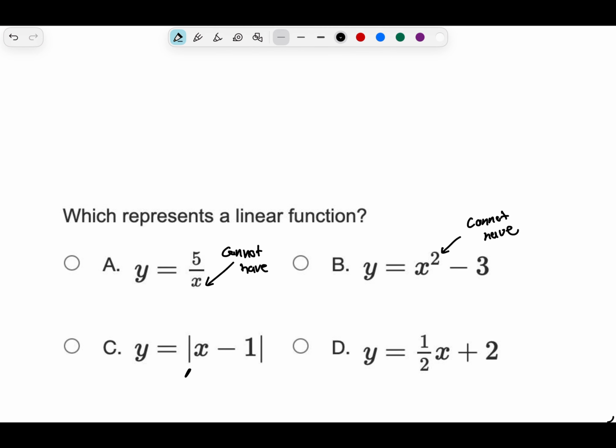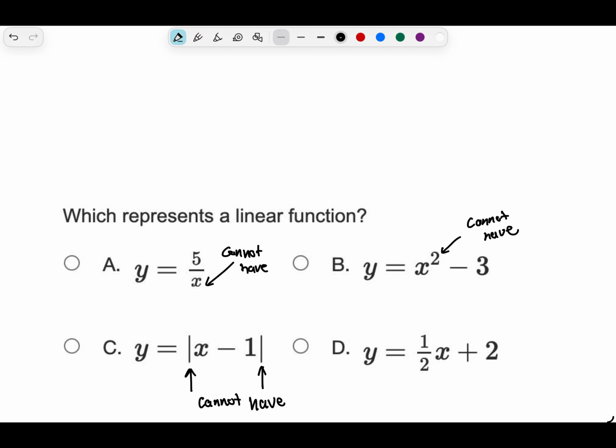And then in answer choice C, you'll notice that we have these two bars, which are called absolute value signs. You cannot have that either. So none of these three options that we've been over, A, B, or C, can have those pieces in the equation for it to be a linear function. Because we cannot have them, that means they are not linear functions.